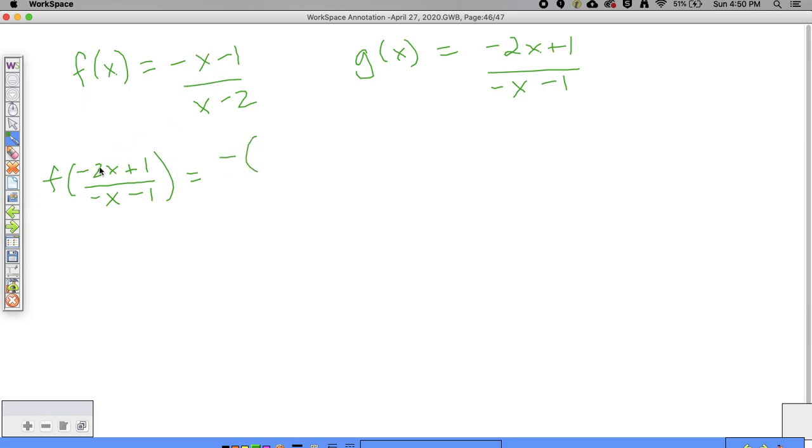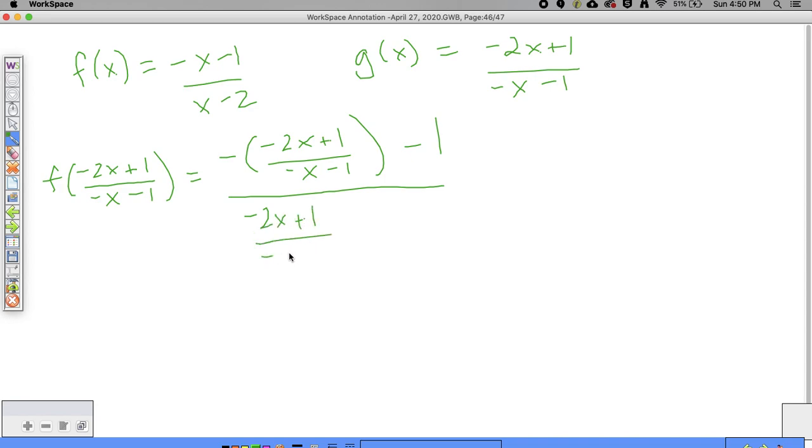So now instead of x, I'm going to put this big monstrosity in here, over negative x minus 1, and then minus 1, right? And that's all over, and again, this monstrosity goes in here again. This is really going to tap into your algebra skills, by the way. I'm just warning you now. That's exactly what this is going to do.